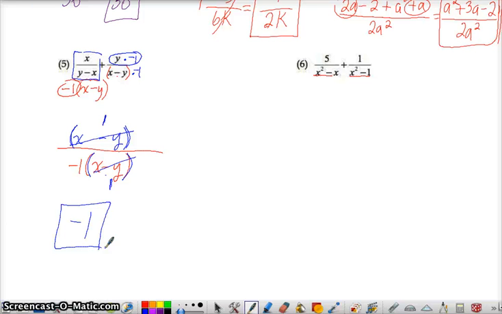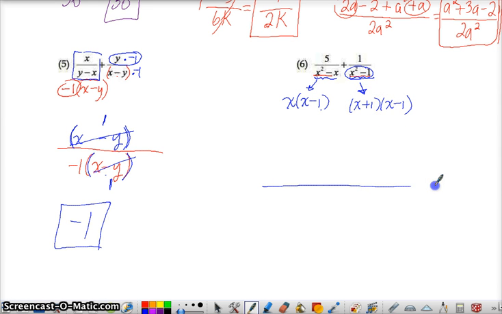Okay, number 6. First thing you want to do is factor each denominator. So factoring this denominator, I'm going to factor out my GCF. They both have an x in common. I factor out my GCF, I get x minus 1. This one is the difference of 2 squares, so that factors to x plus 1, x minus 1. Okay, so these are different factors down here. This first fraction had x times x minus 1. My second fraction had x plus 1 times x minus 1.